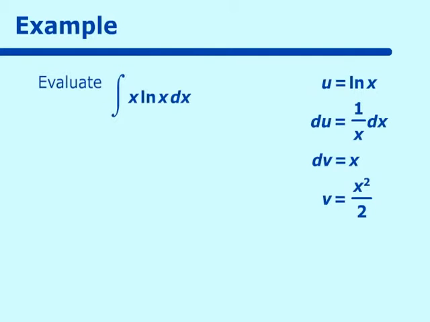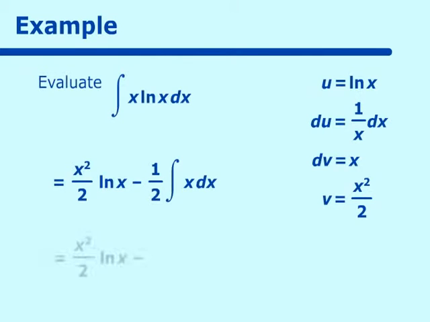When we put these together, we'll have u times v, so this will be equal to x squared over 2 ln of x minus the integral of v, x squared over 2, times du, which is 1 over x dx. The integral simplifies to 1/2 x dx. That's an easy integral to take. Let's go on.